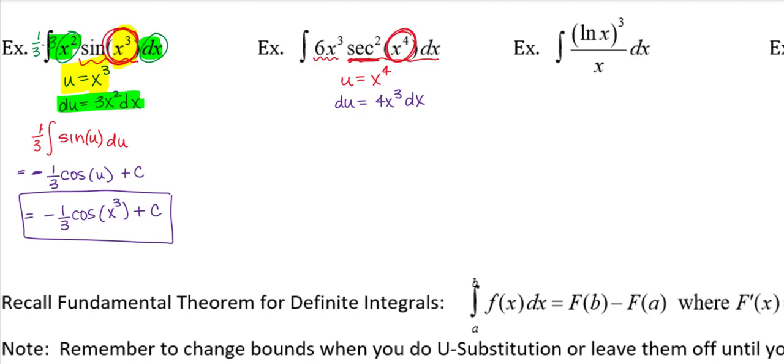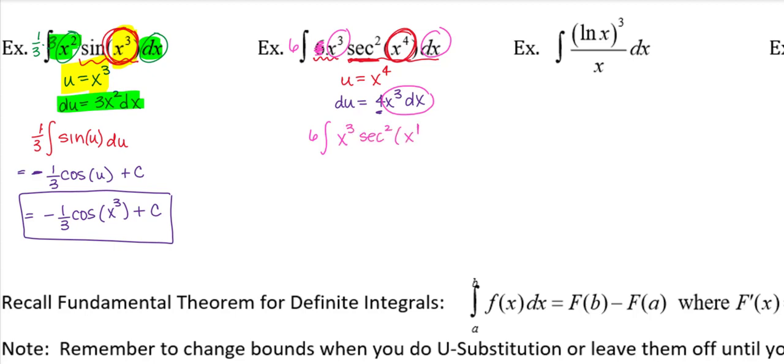I have 4x cubed dx. I can absolutely manufacture in a 4 if I have to, because I can multiply by 4 in one area and divide by 4 right outside of that, and then I'm really just multiplying by 1. So that's exactly what I need to do. I have the x cubed dx part, right? That's all going to become my du if I have a 4. Well, the 6 is not a 4. So I'm going to move the 6 out in front, and then see if we can figure this out.